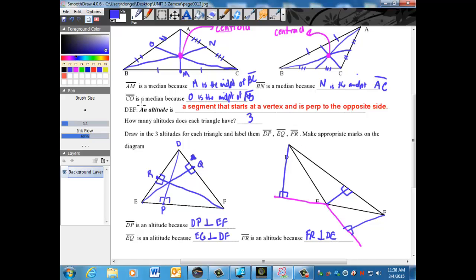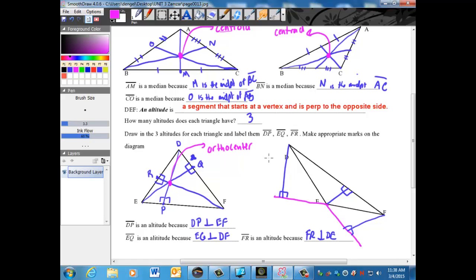Alright, what's also going to be important is where these three altitudes intersect. And just like last problem, the median intersection was called a centroid. This time, these 3 altitudes intersect at what's called the orthocenter.